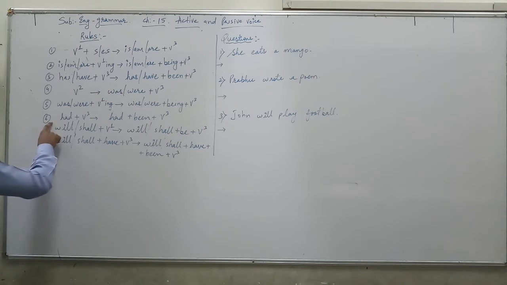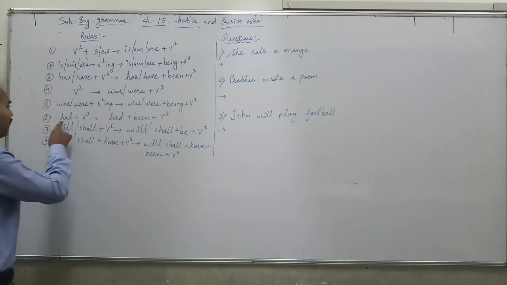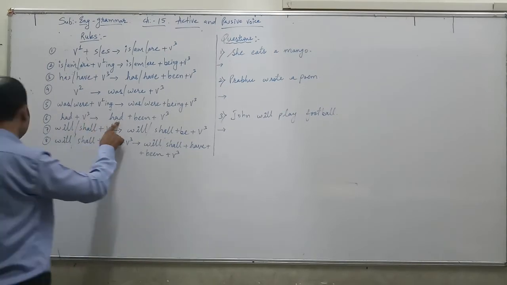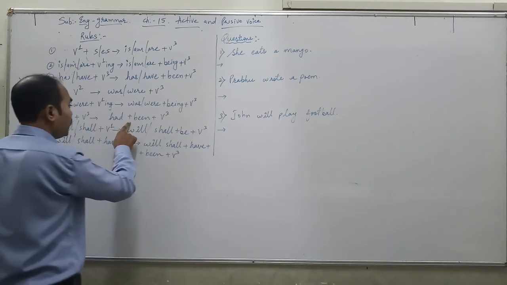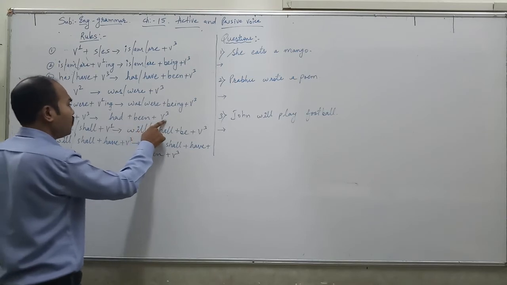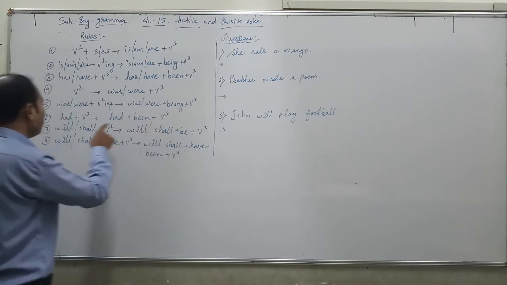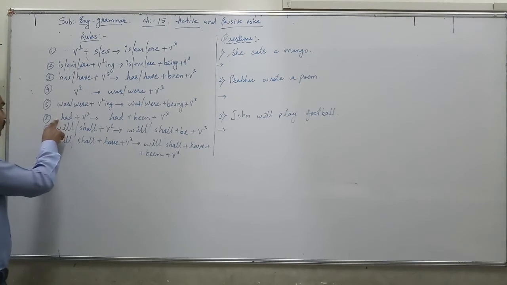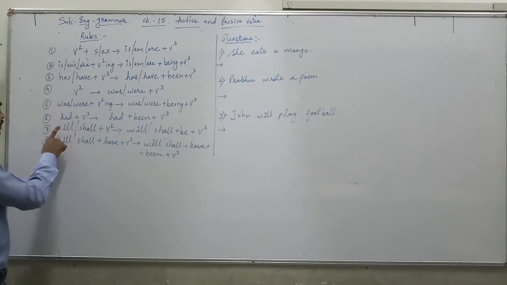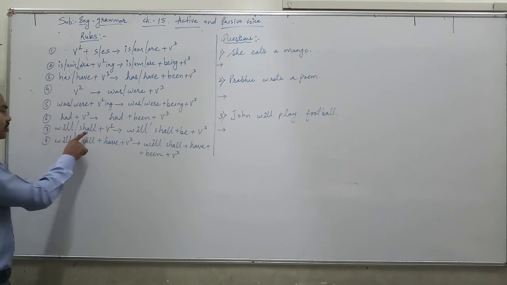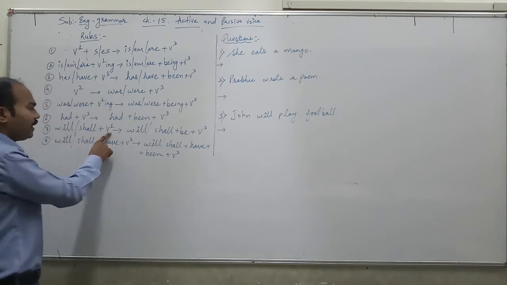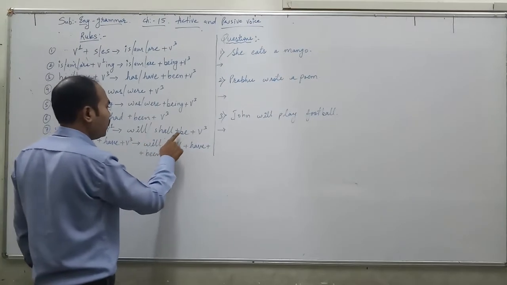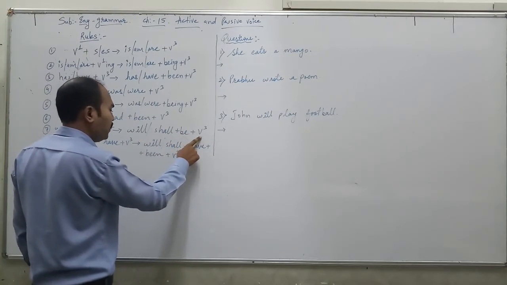Rule number 6: had plus V3 form. It is changed into had plus been plus V3 format. Okay. Now this rule is in which form? It is in past perfect form. Rule number 7 is having will, shall plus V1 ing, that is changed into will, shall plus be plus V3 form.